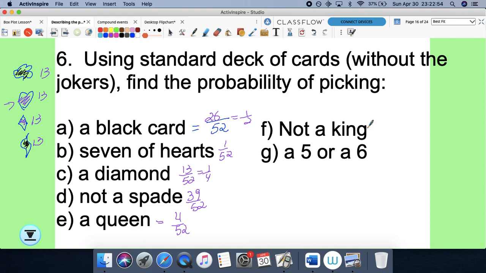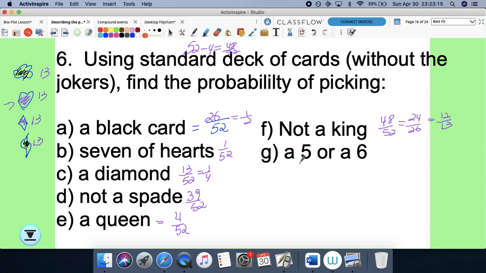Not a king? So you don't want a king. If you take the 4 kings out, there's 52 cards minus 4 kings, you have 48 out of 52. And you can divide that by 2, 24 out of 26, and divide by 2 again, 12 out of 13.